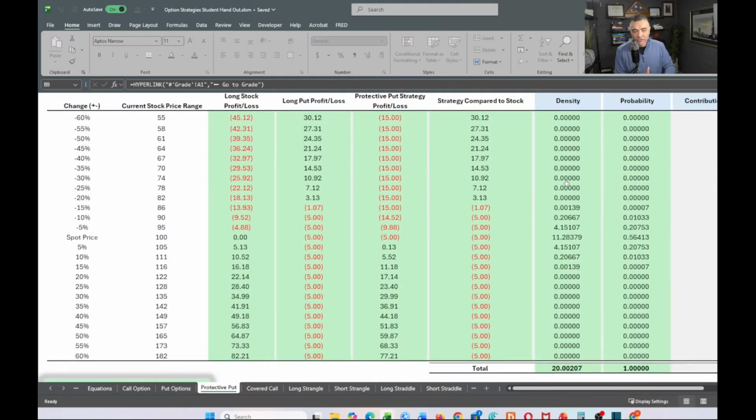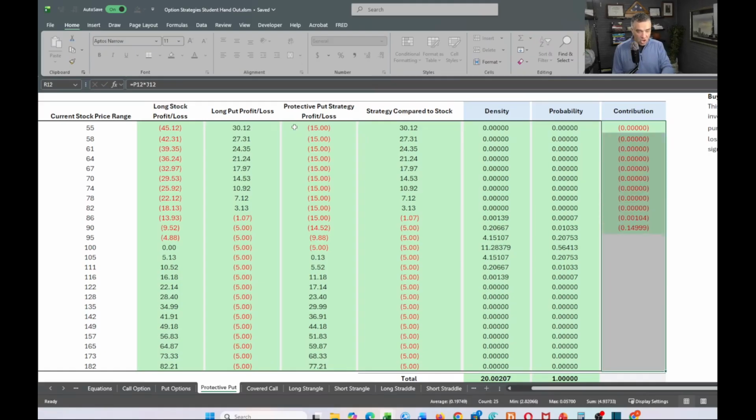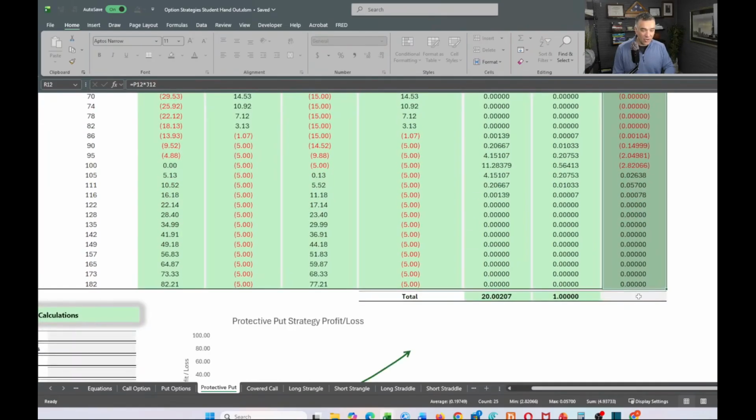It is at a very low deviation. There's really not a chance it's going to drop below a certain price if we don't think there's much volatility with this stock. So next, we're just going to take the contribution, which is the probability of it happening, multiplied times the profit of it. So this is going to show our expected profit, so we can total this up. That's our expected profit based on this strategy.